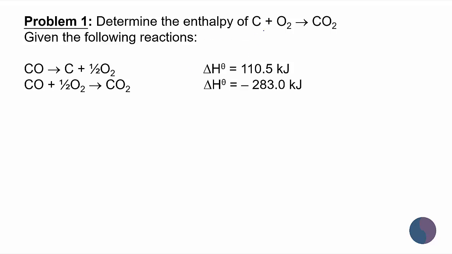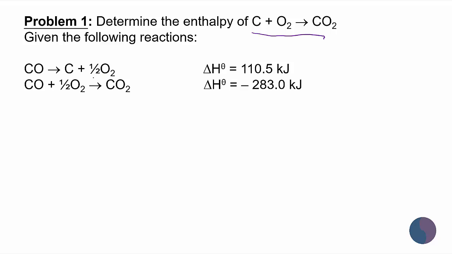So let's just say we're trying to get to this and we can't do it. We don't know how to get the enthalpy for that, but we do know how to do these equations and we know what they are. So what we're going to do is just add them together to make them look like this, and then we'll get the correct enthalpy.